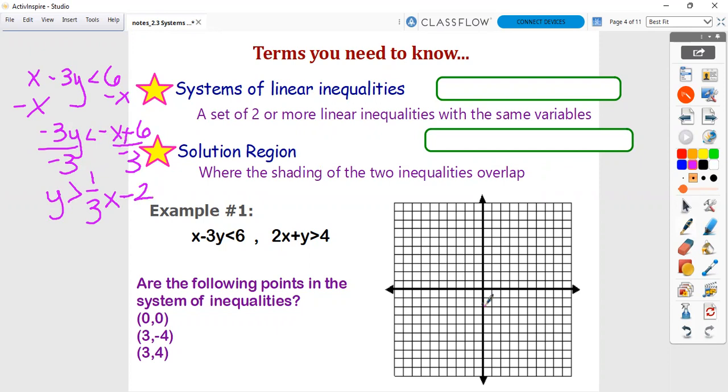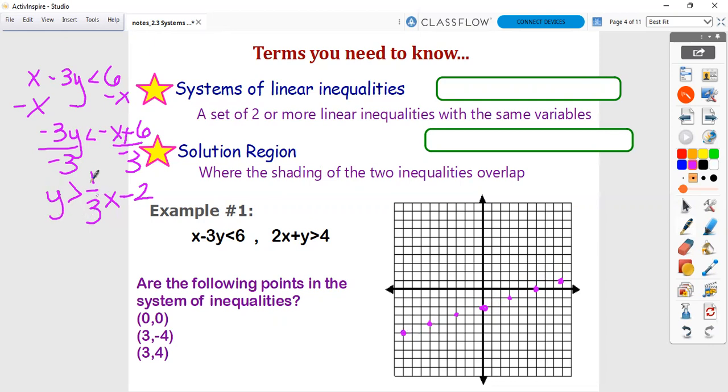We're going to go ahead and graph that starting at negative 2 on the y-axis, and then a slope of 1/3. So we're going to rise 1 and run 3 and continue that pattern. And I'm going to go back in the opposite direction too, so that way I can make sure my shading covers our entire graph where we need it to be.